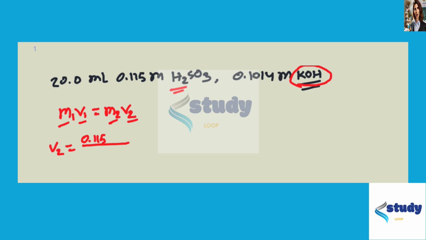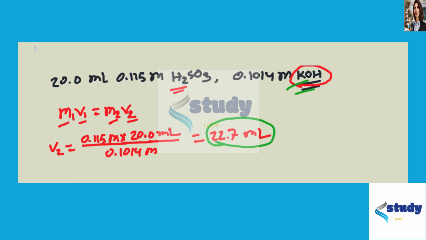So here we have M1 as 0.115 molar times our volume, which is 20 milliliter, and in the bottom we have the concentration of the base, which is 0.1014. So if we solve this, we will have a volume of 22.7 milliliter. So this is the volume of KOH, or the base, that will be required to reach the first equivalence point.